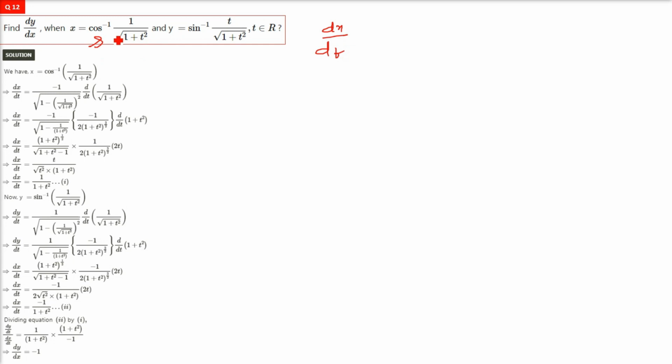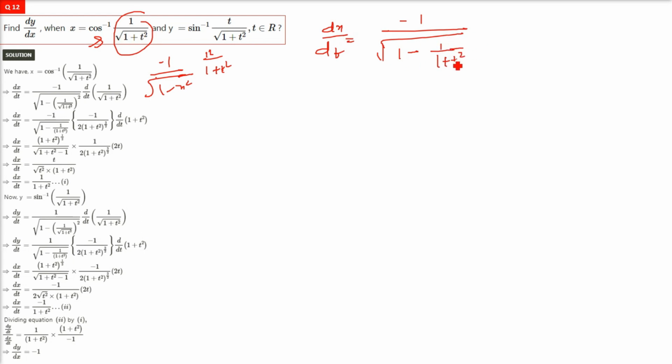dx by dt. Cos inverse we already know. Cos inverse differentiation is minus 1 by under root 1 minus whatever is there square. So 1 minus x square. If it is cos inverse x, negative 1 by under root 1 minus x square. Okay. So minus 1 by under root 1 minus whole square of this. So I am squaring it now. 1 square divided by the root will go. So it will be 1 plus t square. So 1 by 1 plus t square will only remain.